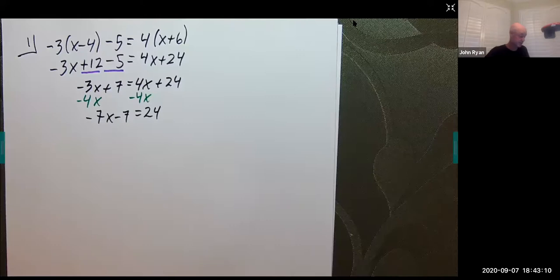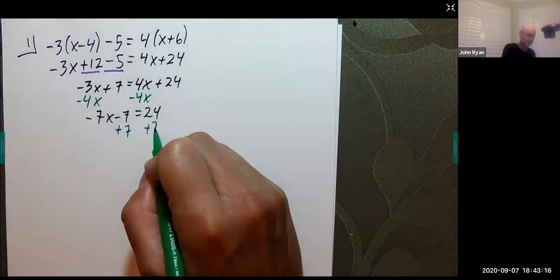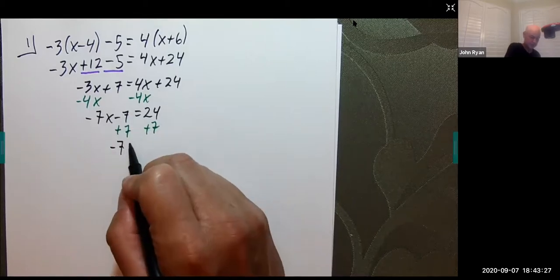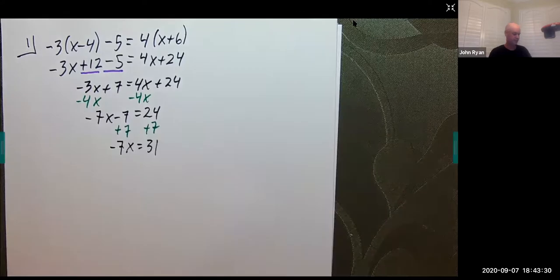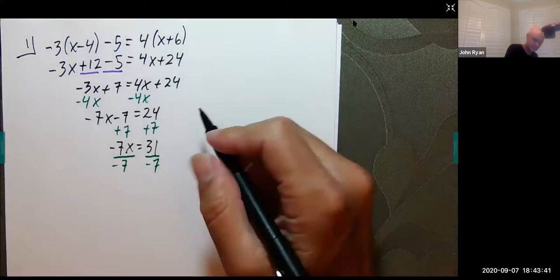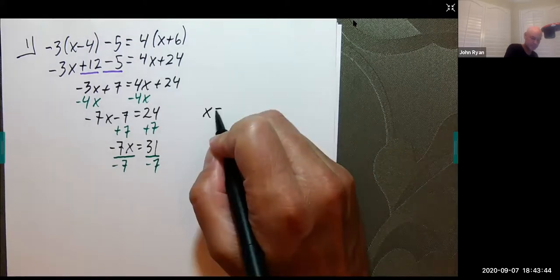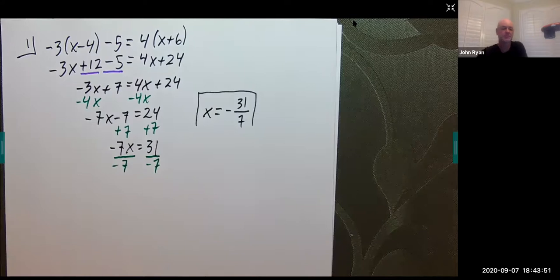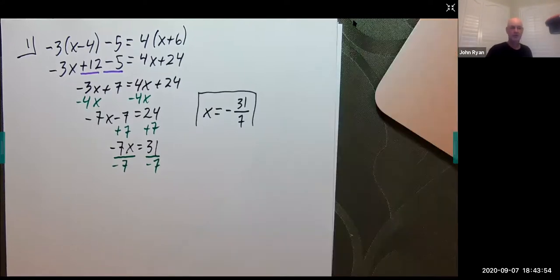Now if I get a fraction as an answer, that's okay too. Again, I'm getting rid of the 7 here. That is going to give me 31. Giving me that x is equal to negative 31 over 7. All right. Problem 2.